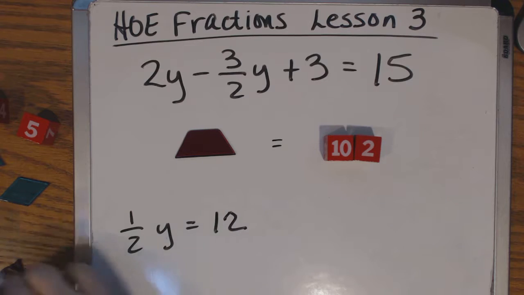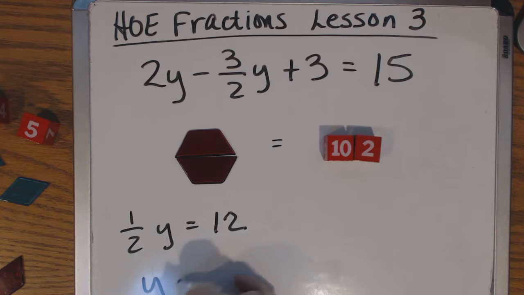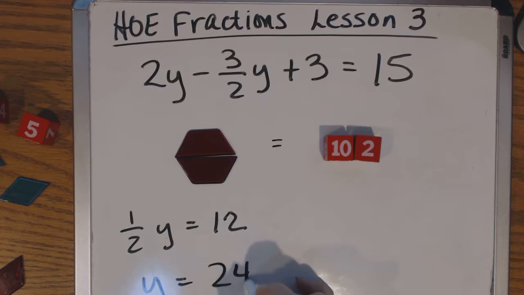If half of y is equal to 12, a whole y, right, is going to equal twice that, 24. 12 and 12 are 24, right? Okay.